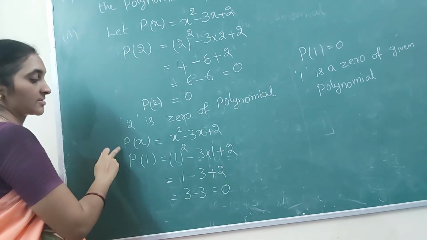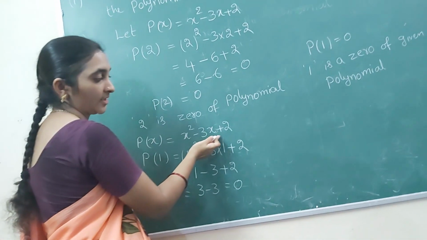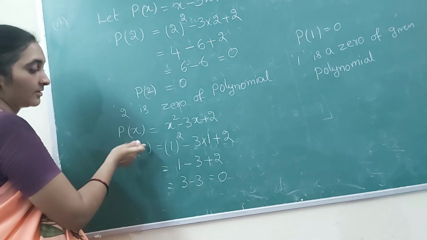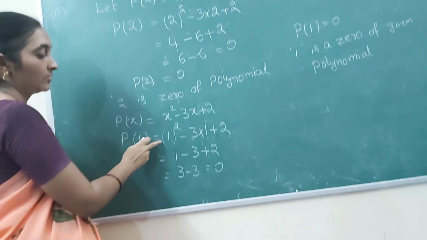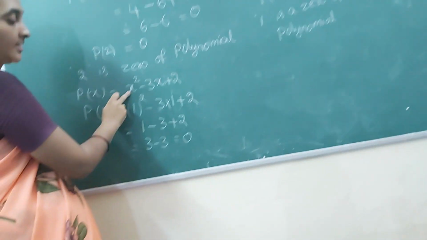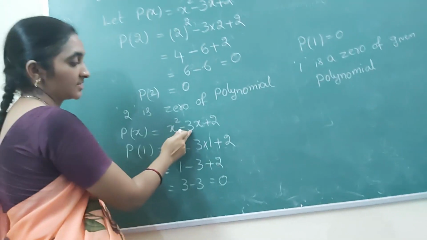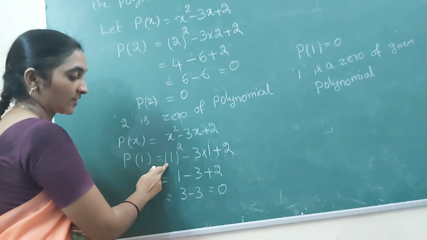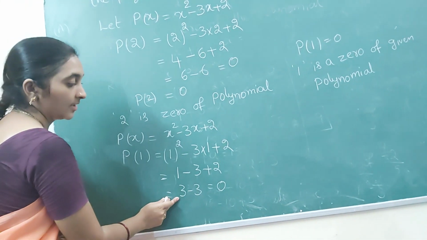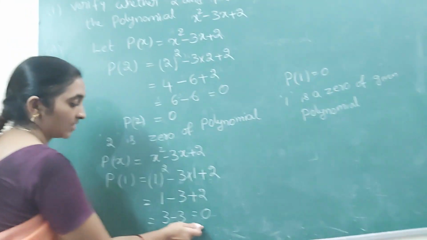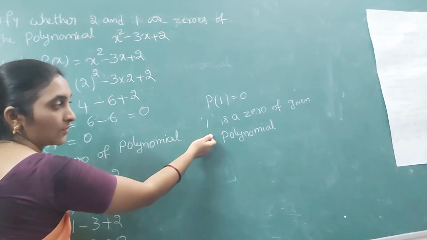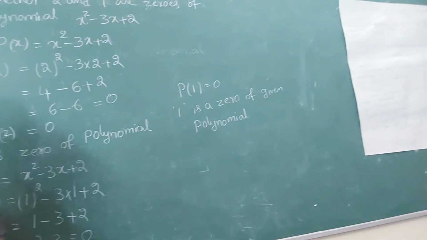Next, let p of x is equal to x squared minus 3x plus 2. In this polynomial we substitute x by 1. So p of 1 is equal to 1 squared minus 3 into 1 plus 2. 1 squared means 1 minus 3 plus 2. 1 plus 2, 3 minus 3 is equal to 0. p of 1 is equal to 0. That means 1 is a zero of the given polynomial.